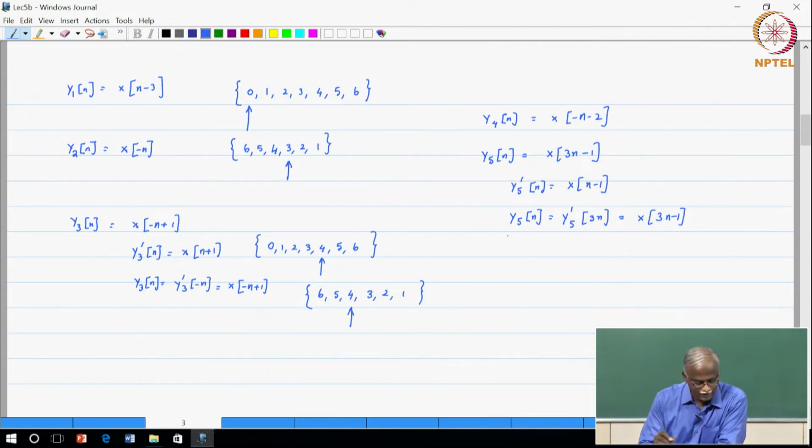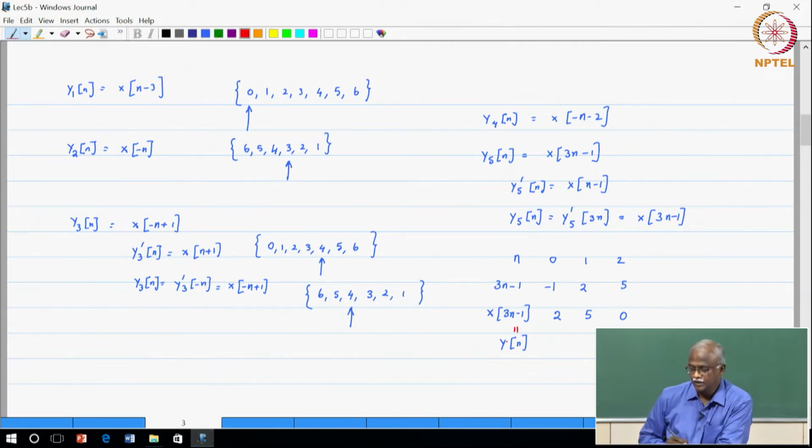So, rather than work with a sequence, I thought it is helpful to form a small table. If you say n is equal to 0, 1, 2, the argument of the function that we are trying to compute with the time scaling and the shift is 3n minus 1. So, this would be minus 1, 2 and 5, and x of 3n minus 1: x of minus 1 is 2, x of 2 is 5, and anything outside that range will go to 0, and this becomes y of n.